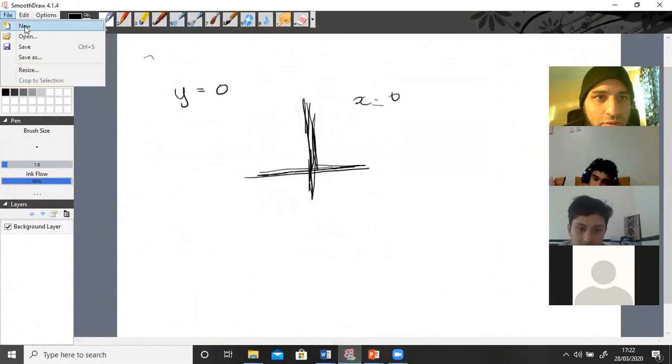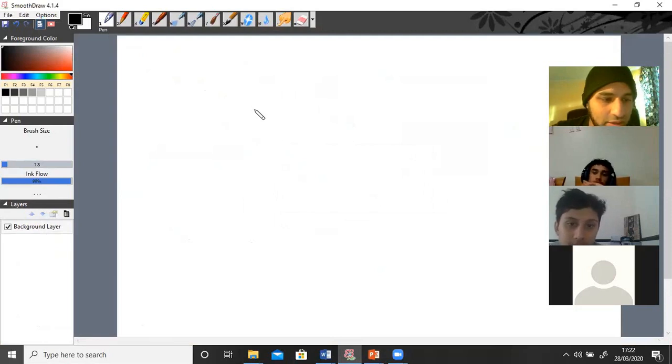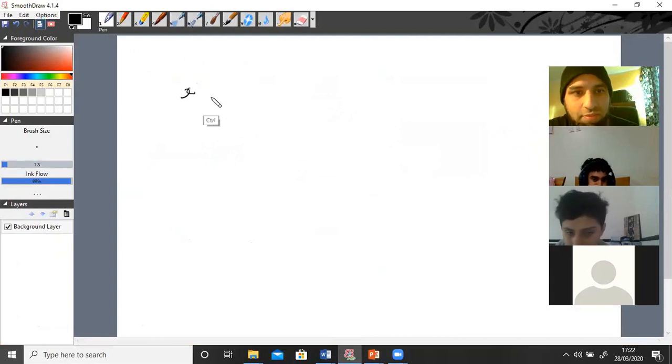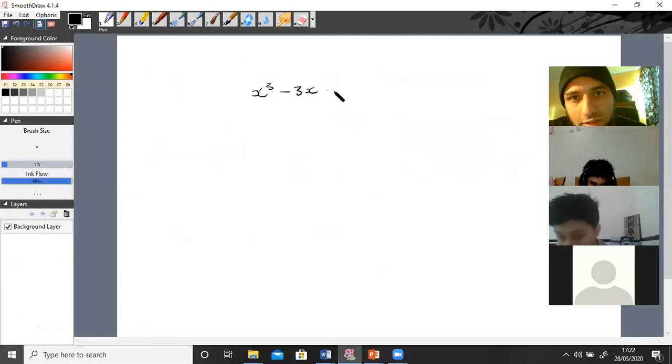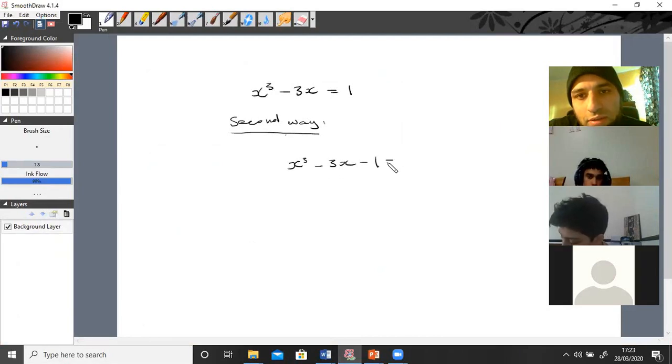So I'm going to draw a new one. Can you see my whiteboard? Yeah. Okay. So our question was here. X cubed minus 3x equals 1, yeah? What we can do, we can take all of this to one side. This is the second way to do it. We take it all to one side, so it becomes x cubed minus 3x minus 1 equals 0.